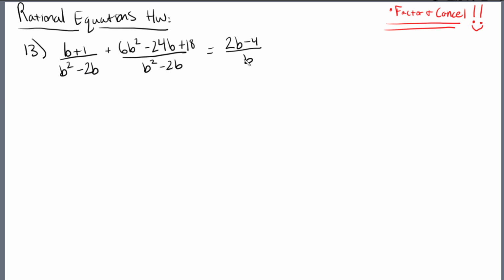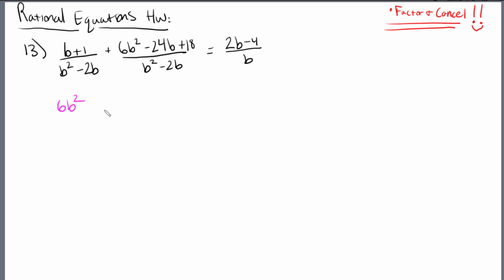The first thing I'm going to do here is notice that I have b squared and minus 2b on the bottom, the denominator, for both expressions on the left. So that means I can add the stuff on top. But it also means that I can factor out a b. So I'm going to go ahead and combine some like terms on the top, and I'm going to factor out a b.